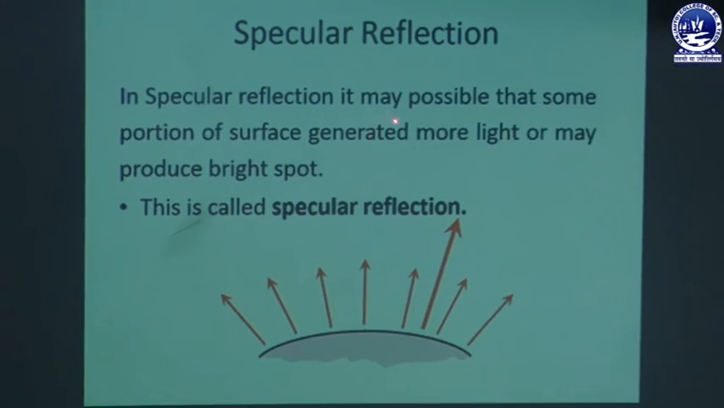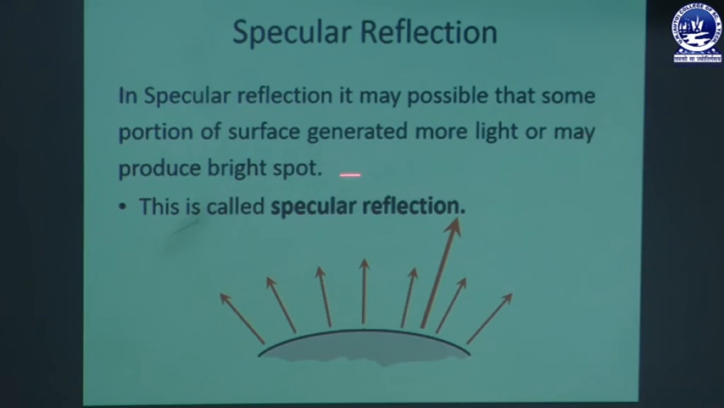In a specular reflection, it may be possible that some portion of the surface generates more light or produces bright spots. That means, as here is a shining surface, whenever light is incident upon the given surface, it may create some bright spot. This type of creation is known as specular reflection.